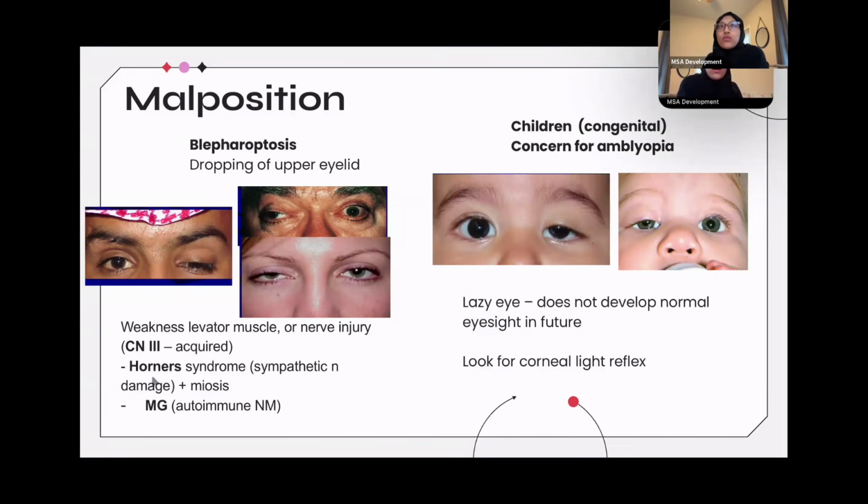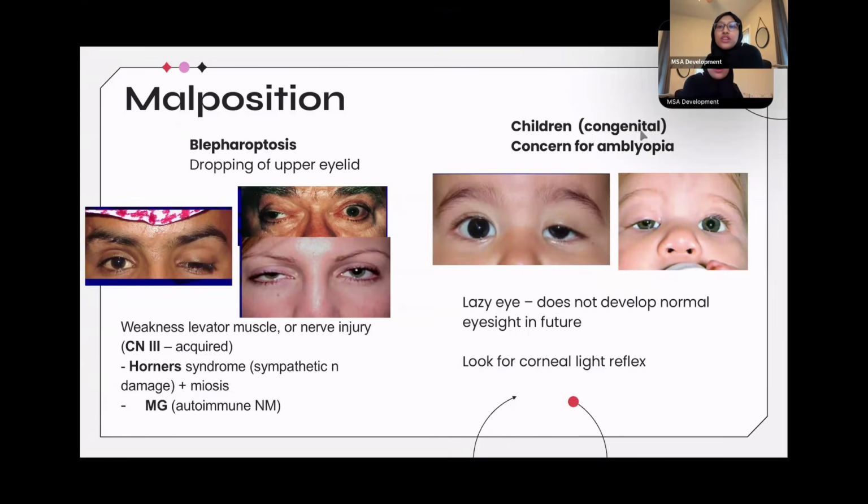Horner's is an abnormality in the sympathetic nervous system, so it will also cause miosis, like constriction of the pupil, or it can be caused by myasthenia gravis, which is an autoimmune neuromuscular disorder. Myasthenia gravis will cause drooping or ptosis of the eye, which is variable throughout the day. So it will cause drooping that worsens towards the end of the day, right? So those are the three causes in adults.